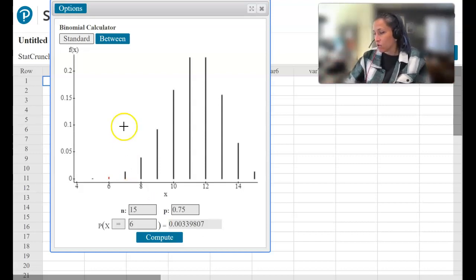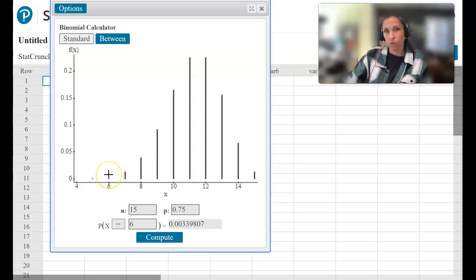I really like StatCrunch too because it highlights the outcome that you are interested in, which sort of gives us this check of like, oh right, yeah, that is what I mean by equals 6. Not as useful in an equals, right, one of these exact situations, but very useful when we get into like at most 3. I think it's easier for us to visualize what at most 3 is when we can see it here.